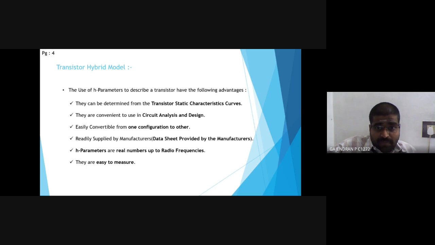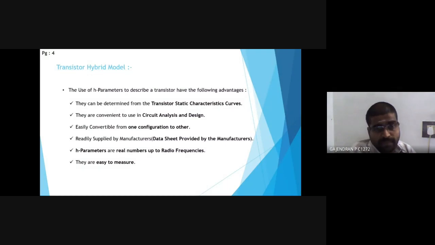First point, they can be determined from the transistor static characteristic curves. They are convenient to use in circuit analysis and design. Yes, hybrid parameters are used to analyze the circuit in an easier way. Third point, easily convertible from one configuration to another. We can easily convert the transistor from one configuration to another with the help of hybrid parameters. Readily supplied by manufacturers: the data sheet is provided by manufacturers, telling what input voltage we need to supply and what output voltage we get, etc.